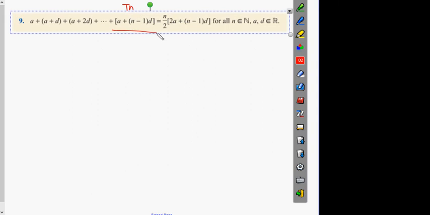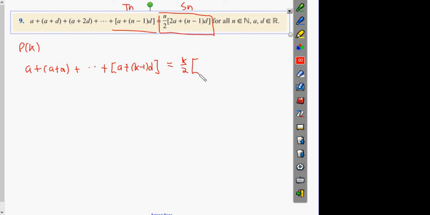Tn. The formula for any term I want is that there. It's an arithmetic series. How do I know that? Plus d every time. a plus d, a plus 2d, a plus 3d, a plus 4d. This here is what, guys? Sn. Can I skip and just go into P of k? Okay. P of k, therefore, is a plus d plus dot dot dot plus a plus k minus 1 times d. You happy with that? Replace n's with k's. k over 2 into 2a plus k minus 1 times d.